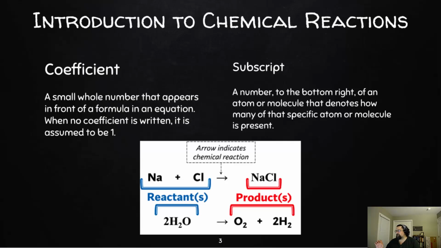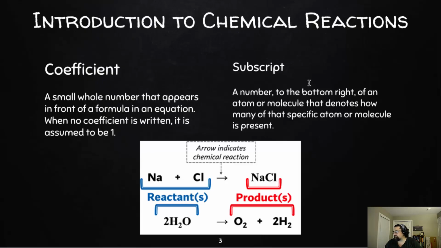There's a coefficient, the subscript, and then reactants and products, which we'll get to. First, we need to tell the difference between a coefficient and a subscript, which is fairly simple. A coefficient is a small whole number in front of the formula in the reaction. These things right here out front, the 2 before the H2O, the 2 before the H2, those are coefficients. They're going to be used to balance, which is what we're going to be doing today.